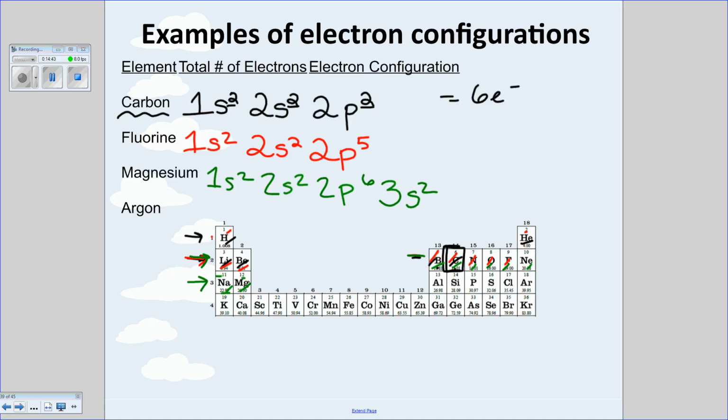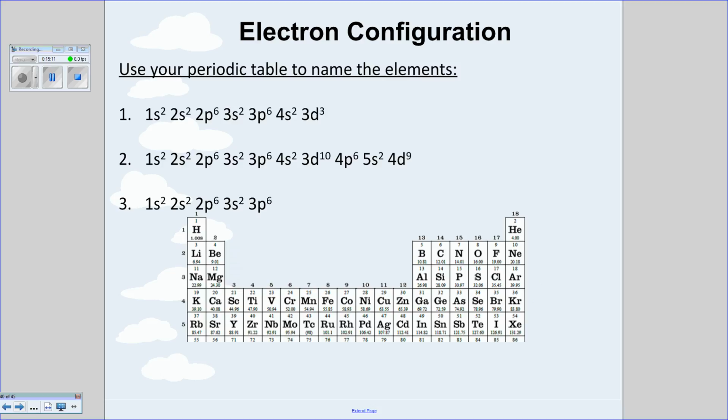And if you were going to do argon, argon would be 1s2, 2s2, 2p6, 3s2. Then we continue over here. We have to go further than magnesium because we're going to argon. We're still on the third energy level. Now we're in the P block, and we're going to have 6 electrons, 1, 2, 3, 4, 5, 6 to get to argon. So go ahead and use your periodic table and see if you can go backwards. If I give you the electron configuration, can you come up with the element that it's representing?